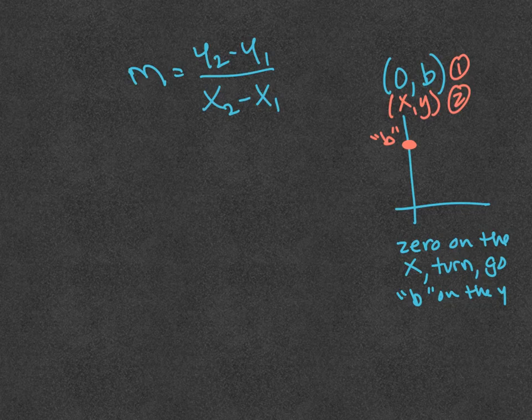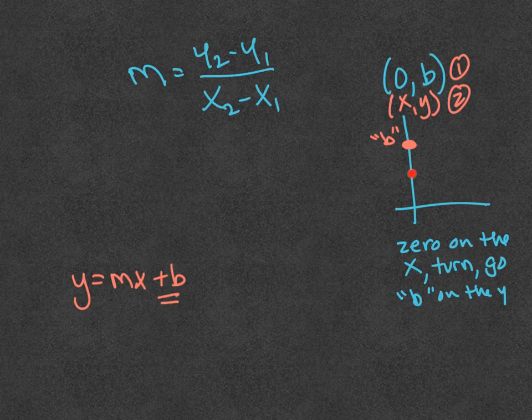Just to talk about y-intercept again, remember that in the equation y equals mx plus b, this part is the y-intercept. It's wherever it is that it's 0 on the x and you turn and go somewhere on the y, either positive or negative. It's the starting amount. So 0 on the x, turn, go b on the y. If I had these coordinates 0, b, 0 on the x, turn, and go b, whatever that's going to be, I don't know yet, on the y, so I just put b there.